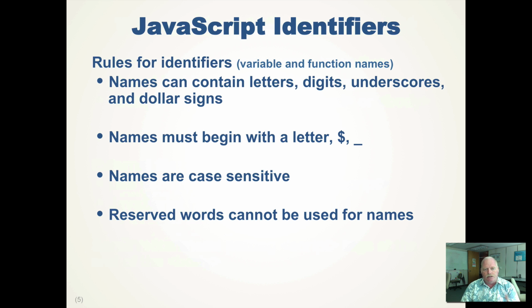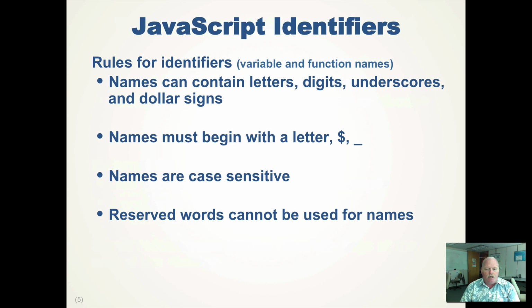Basically, one of the things: identifiers, so names and variable names. All names can only contain letters, digits, underscores, and $ signs. No additional characters. You cannot have the minus sign or a dash in your names. It's not legal. Names must begin with a letter, a $ sign, or an underscore.